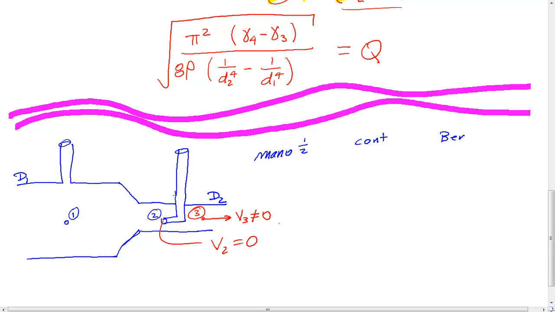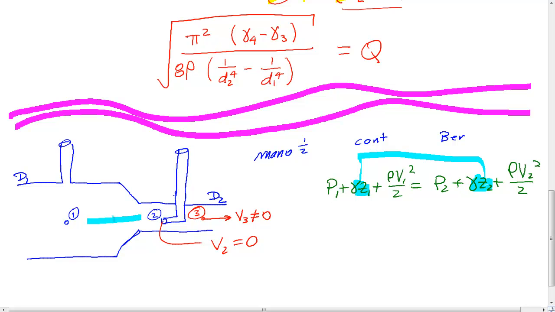And of course, we talked about this before, but we're going to write between 1 and 2 in this. Okay, P1 plus gamma Z1 plus rho V1 squared over 2 is equal to P2 plus gamma Z2 plus rho V2 squared over 2. We can immediately take off some things. First, let's take these two out. They're at the same elevation. Here's my datum. There's my Z. Even if I put my datum down here, the elevation of 1 and 2 is the same. Doesn't matter where you put it. Since they're the same, they're gone.